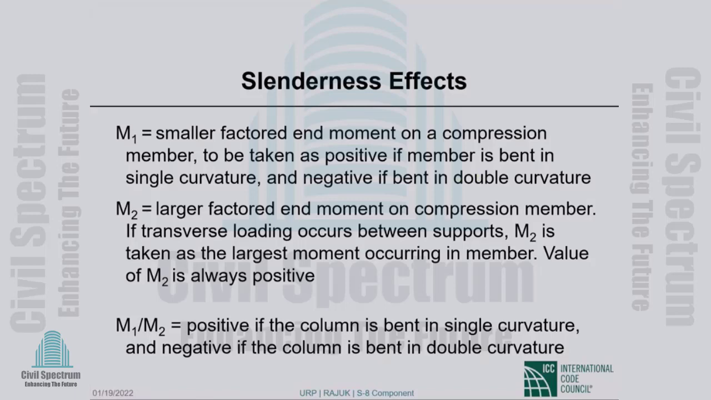Okay, and so if there is a horizontal load on a column, then bending moment may be maximum at a location other than an end, and then M sub 2 will be the largest moment, not the end moment. M sub 1 over M sub 2 is positive if the column is bent in single curvature. Obviously, M sub 2 is always positive. M sub 1 in that case is positive. However, if a column bends in double curvature, then M sub 1 is negative, M sub 2 is positive, so the ratio is negative.